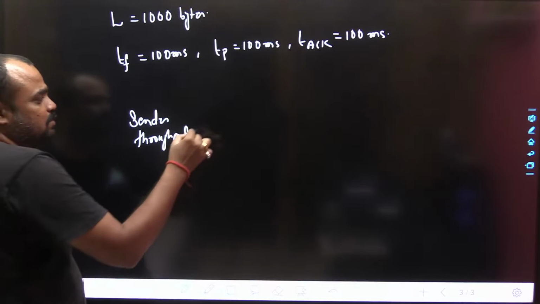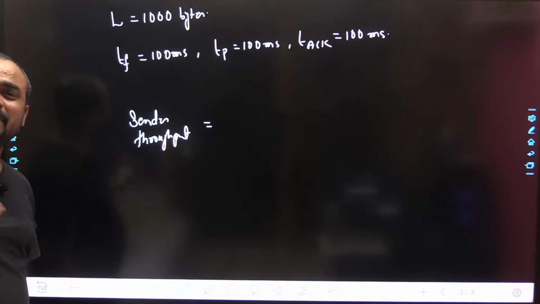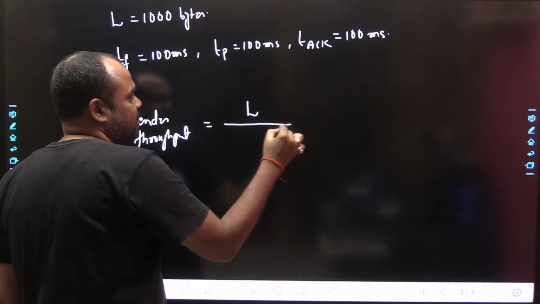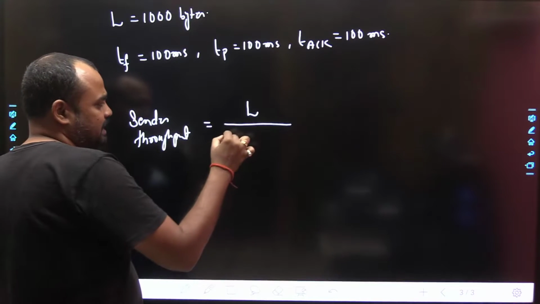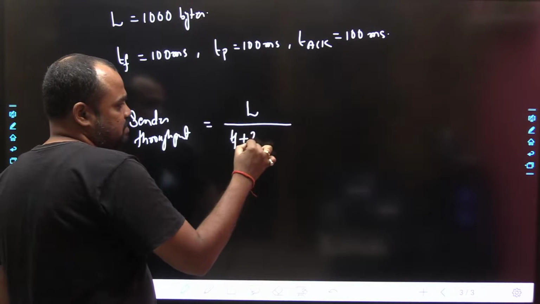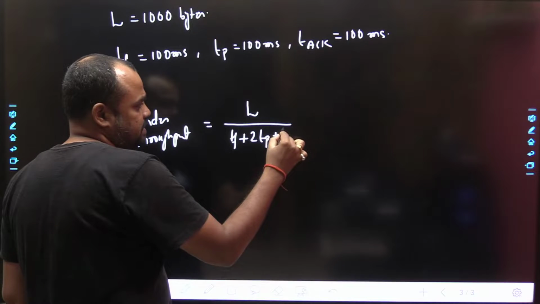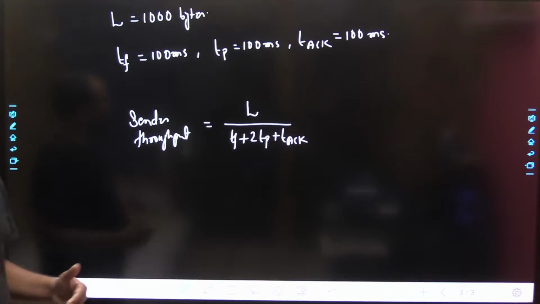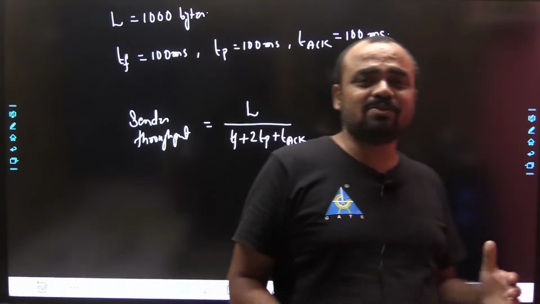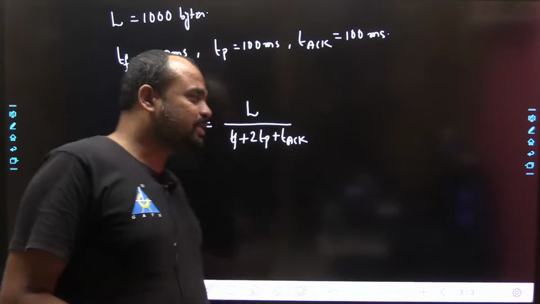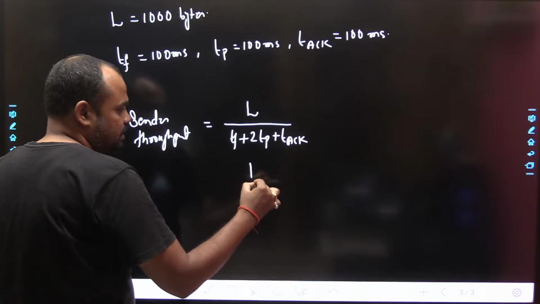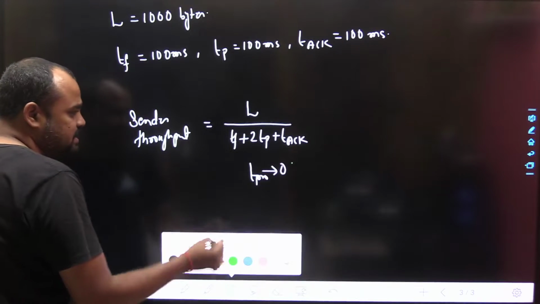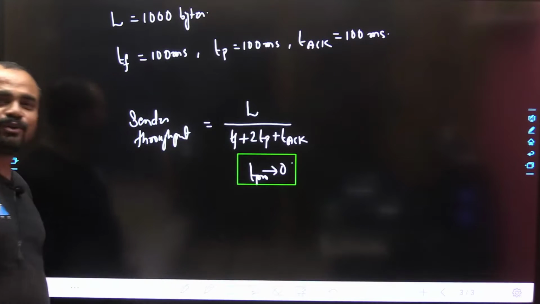So what is the sender throughput? Total number of bits transmitted, that is nothing but L divided by total time. Total time means TF plus 2TP plus T of ACK. Here we can't ignore the transmission time of the acknowledgement because it is already given inside the question. So here we are only ignoring what? The processing time, because no information about the processing time is given. Are you getting my point or not?